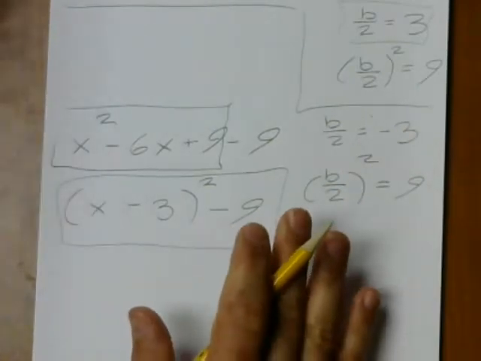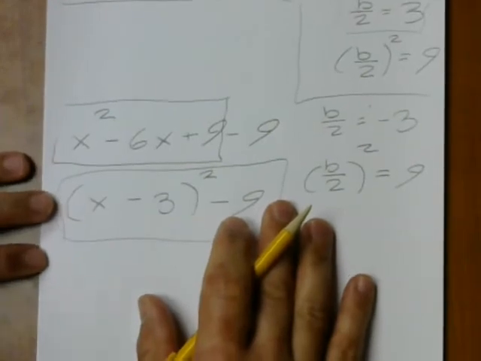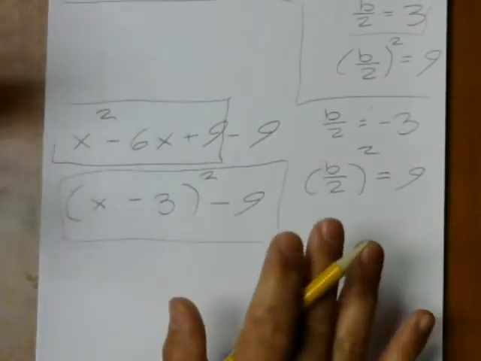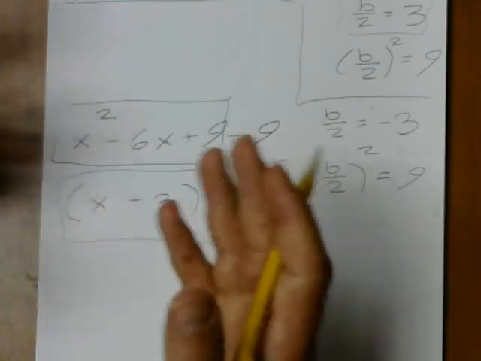So this is our method. We call it completing the square. And now, going on, let's look at some examples of completing the square with equations.